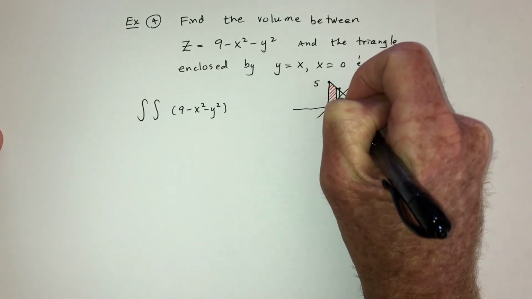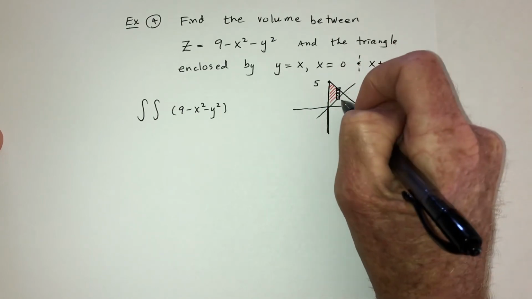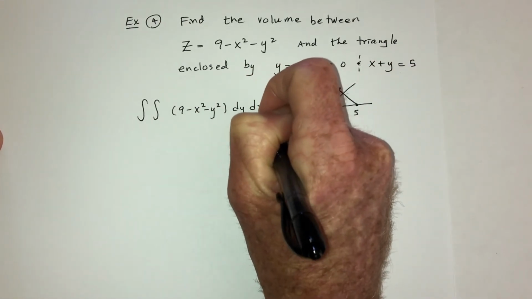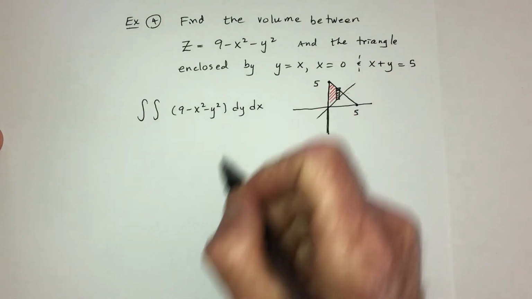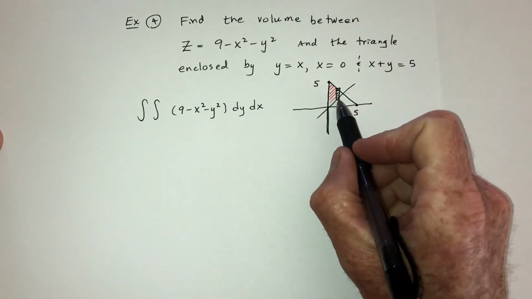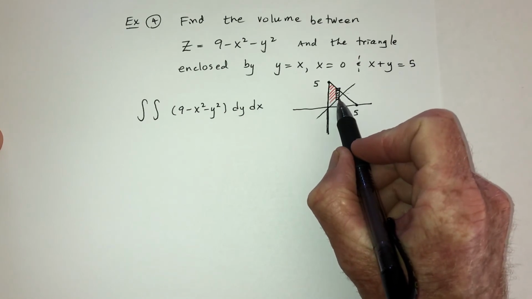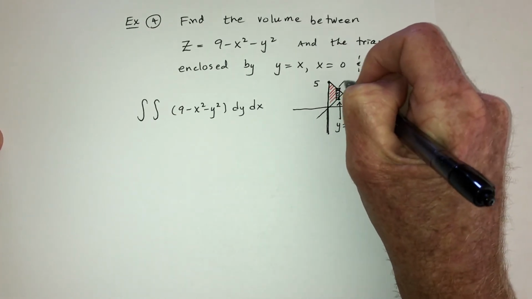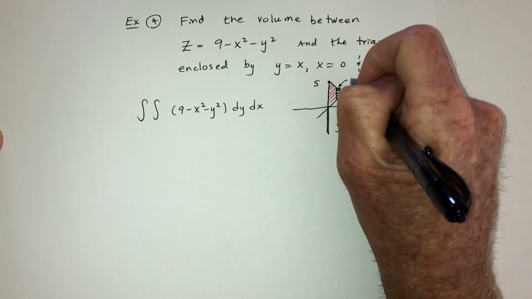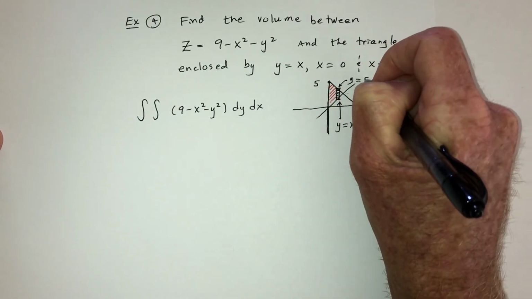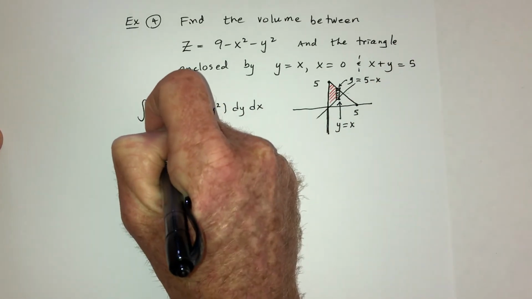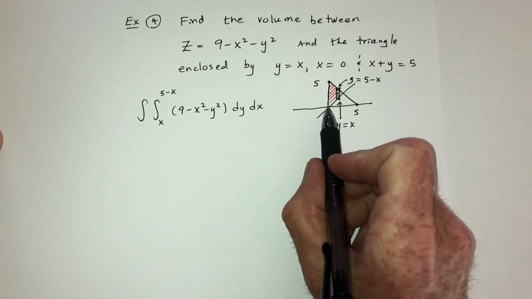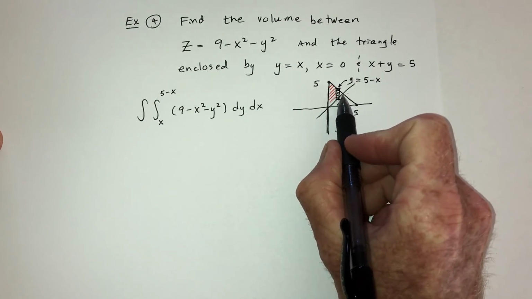So I'm going to put it like this. There's my representative rectangle, which means that we need to do y first and then x. So if this is vertical, y goes first. So at the bottom, it's hitting this line, and this is the line y equals x. And right here, it's hitting this line, which means it's y equals 5 minus x. So at the bottom, it's x. Here, it's 5 minus x. And then x would go from 0 to that point right there.